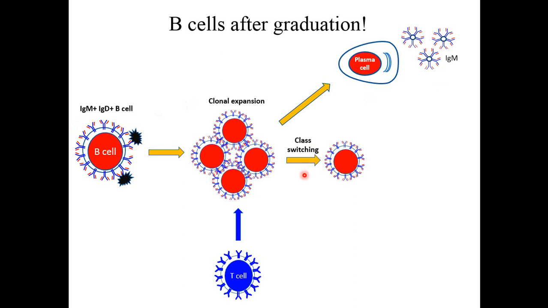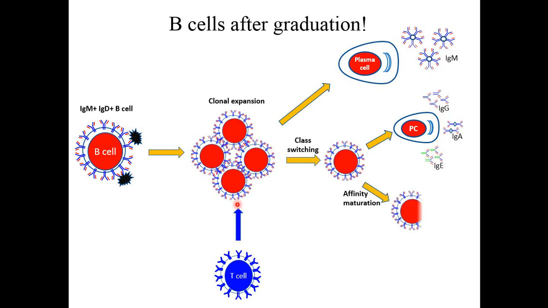So the cells which have undergone class switching can again differentiate into plasma cells, and these plasma cells can start producing antibodies, but this time the antibodies which they produce are different isotypes compared to what we had before. They can produce IgGs or IgA or IgE, and which one of these is produced is completely dependent on the type of signal that the T cell gives to B cells. And we will talk about this in more detail in the next classes.